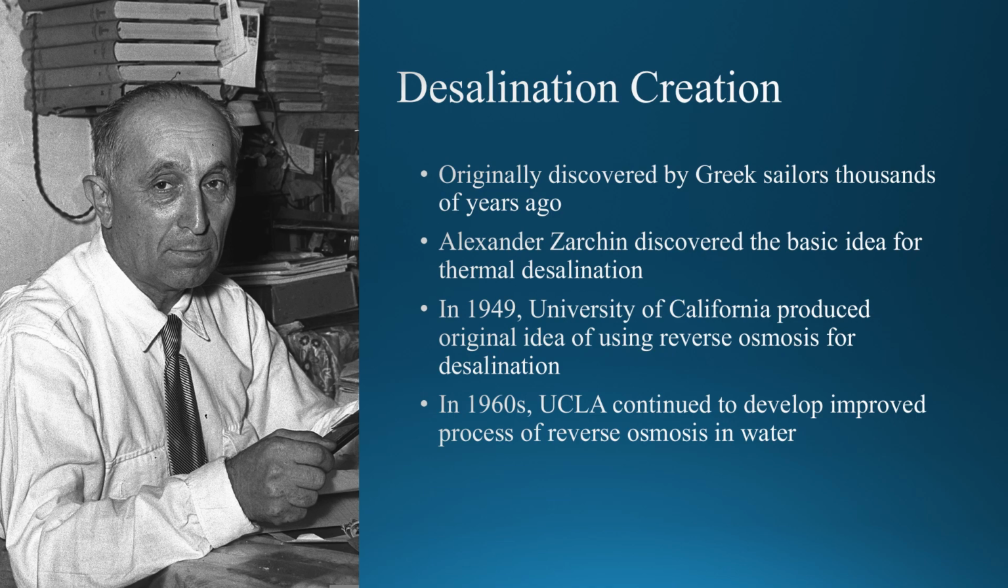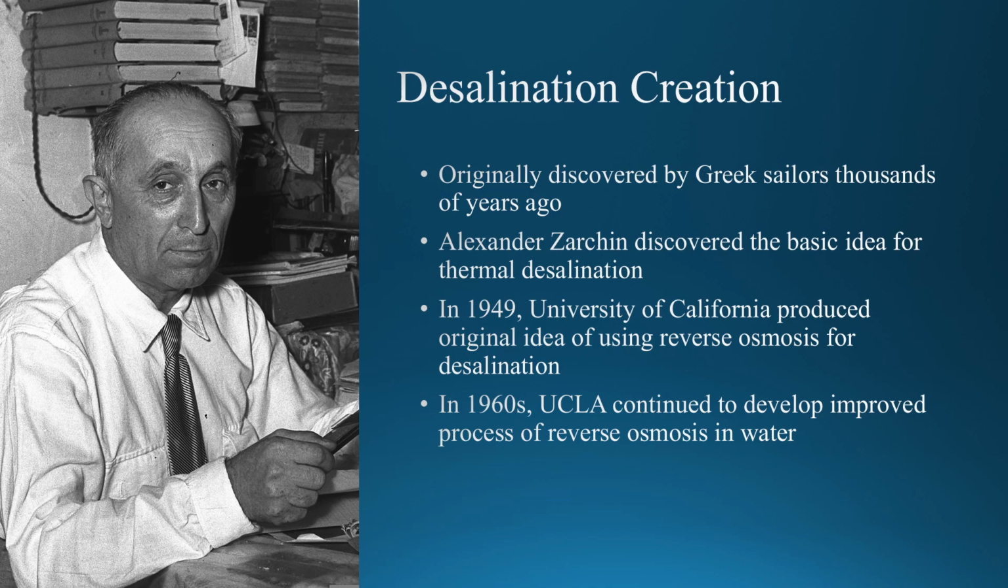Over the years, desalination has been created in the beginning by just Greek sailors thousands of years ago. They would be stuck on ships for a very long time, and the only real way besides gathering rainwater would be to use thermal desalination and separate the water that way. Alexander Zarchin discovered the basic idea for thermal desalination. He discovered it when you could take icicles and melt them and separate water like that.